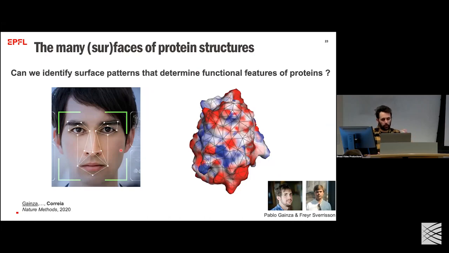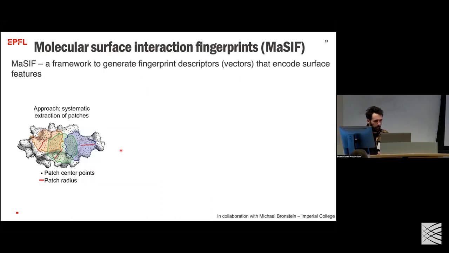You'll see an extension of this in a few slides, on how we can actually change the surface pattern. I will only give you a glimpse of the work that we've done, which was published a couple of years ago now. What we implemented here was this framework called MaSIF, which stands for molecular surface interaction fingerprint. What this framework does is generate fingerprint descriptors, which are nothing more than numerical vectors that encode the surface features.